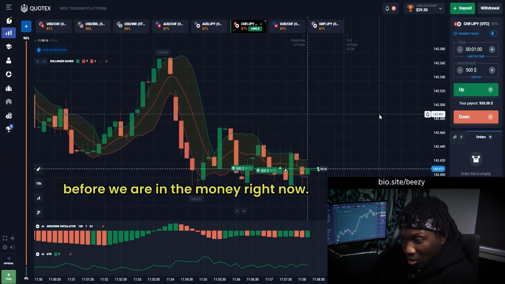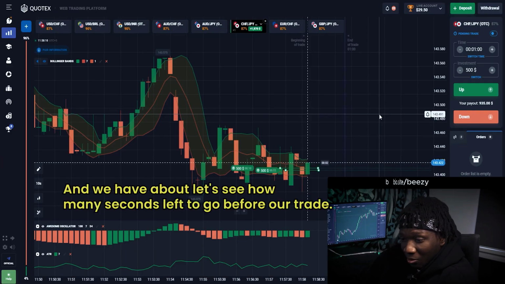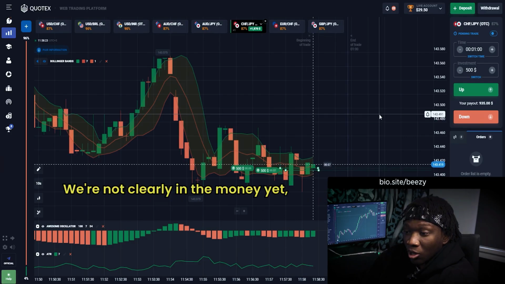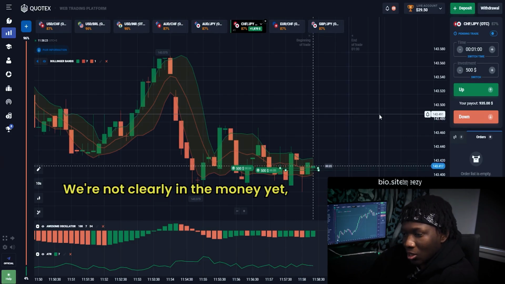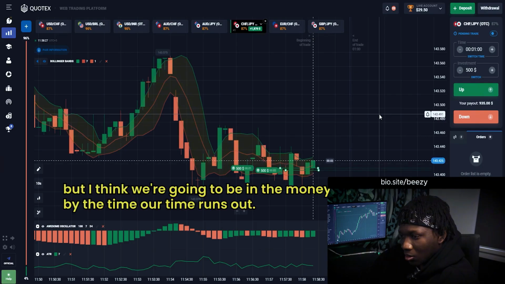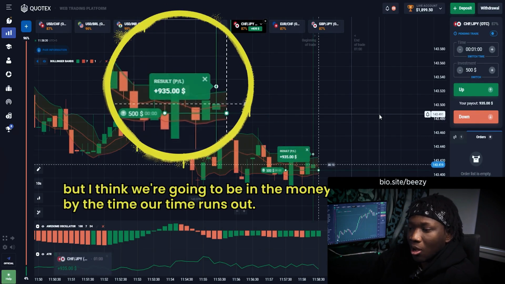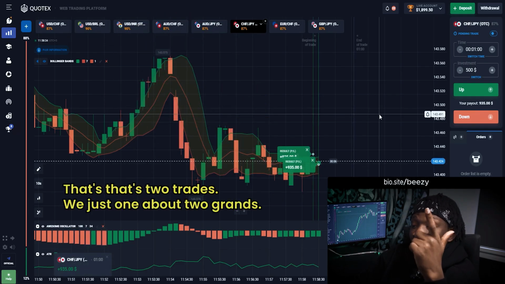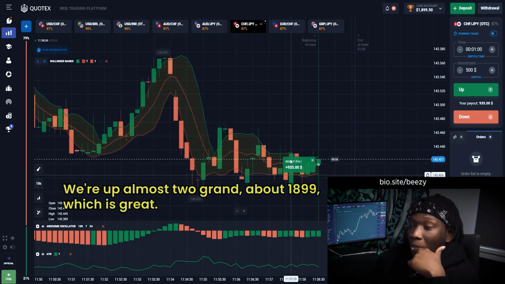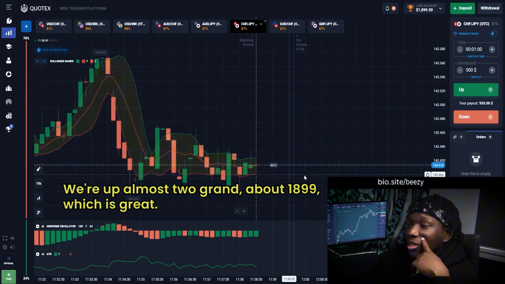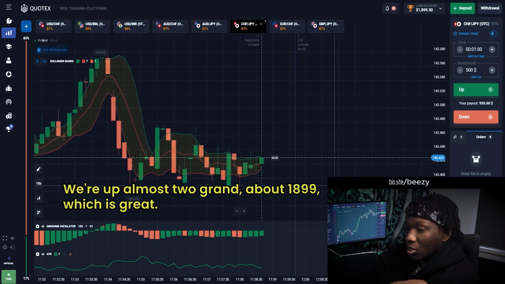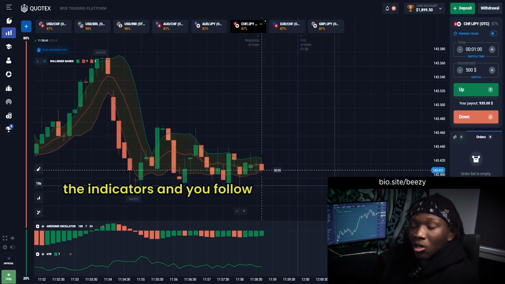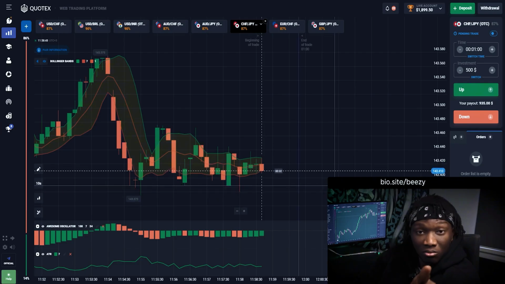We are in the money right now, and we have about, let's see how many seconds left to go before our trade. We're not clearly in the money yet, but I think we're going to be in the money by the time our time runs out. And that's 900 and another, 935. That's two trades we just won. We're up almost 2 grand, about 1,899, which is great. But you can see the good things happen when you follow the indicators and you follow your mind.